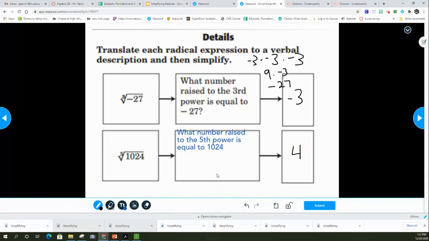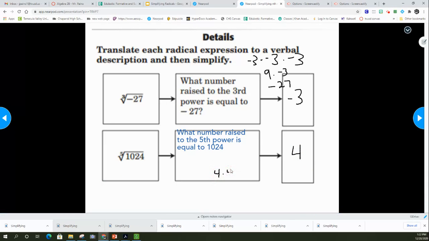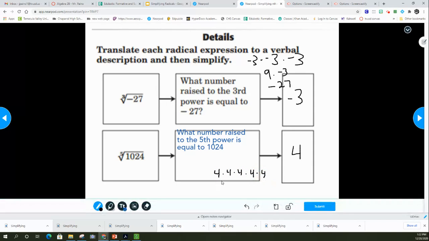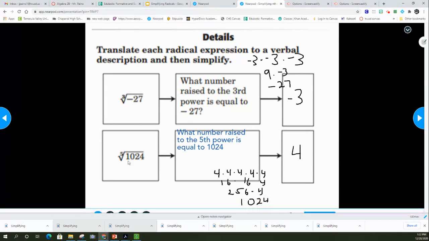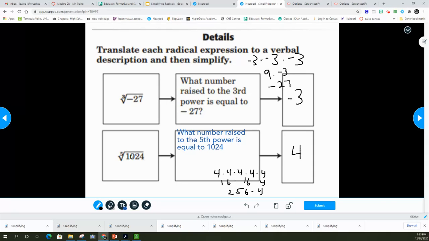All right, and so if I did 4 times 4 times 4 times 4 times 4, we're going to get 16, then times 16 times 4. 16 times 16 is 256. 256 times 4 is 1024. So these numbers get big really fast here. We've got to know our perfect squares, our perfect cubes, and so forth. You could always use a prime factor tree as well to help us here. We'll take a look at that a little bit later.